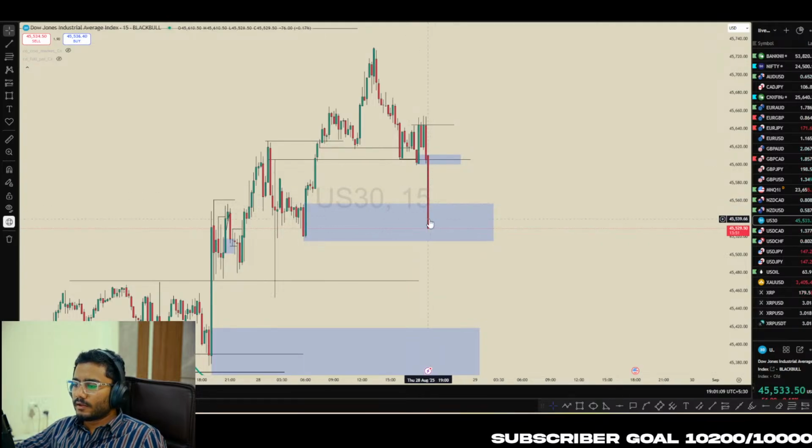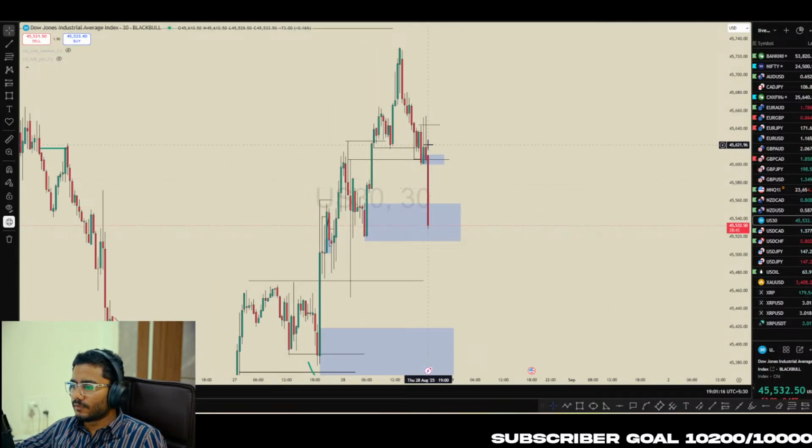Don't look for direct entry. Wait for price to cool down, then we'll look for new structure to create, and only then we look for entries.